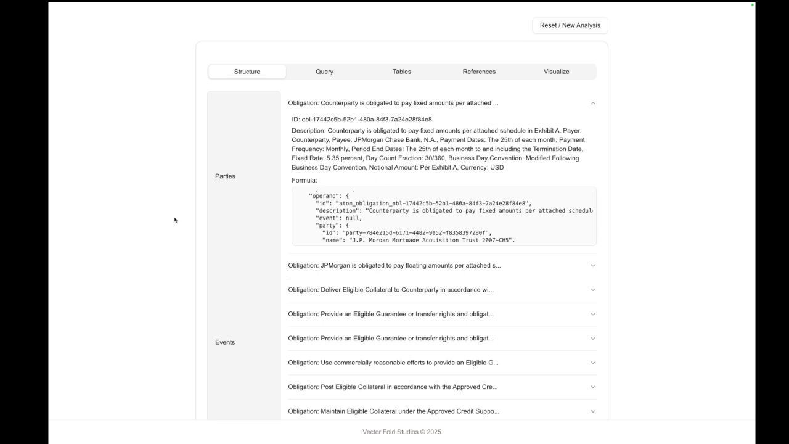So essentially what we've done is we've uploaded the contract and the application has extracted the words, turned them into a logical structure, and then queried it to give us all of these.